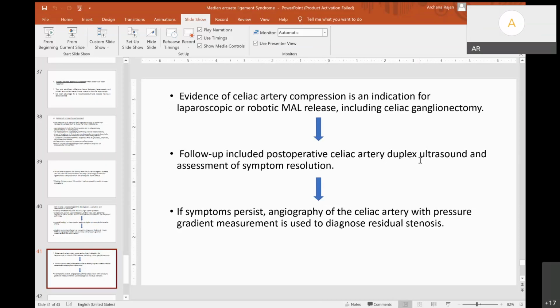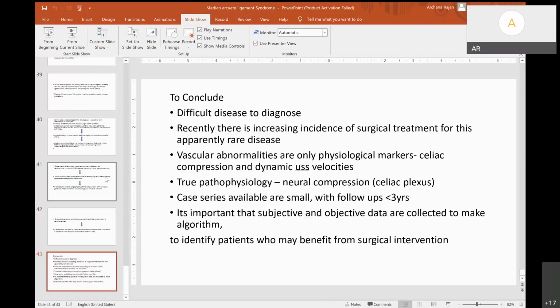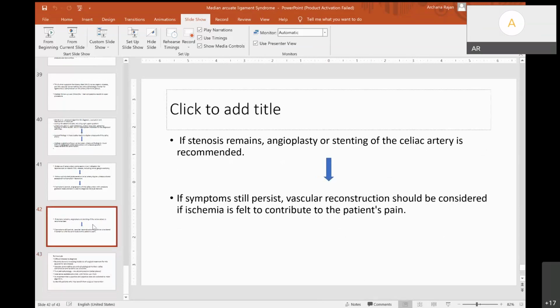Follow-up includes postoperative celiac artery duplex ultrasound and assessment of symptom resolution. If symptoms persist, angiography of the celiac artery with pressure gradient measurement is used to diagnose any residual stenosis. If stenosis remains, angioplasty or stenting of the celiac artery is recommended. If symptoms still persist, vascular reconstruction should be considered if ischemia is felt to contribute to the patient's pain. So this is an algorithm for the workup of median arcuate ligament syndrome patients.